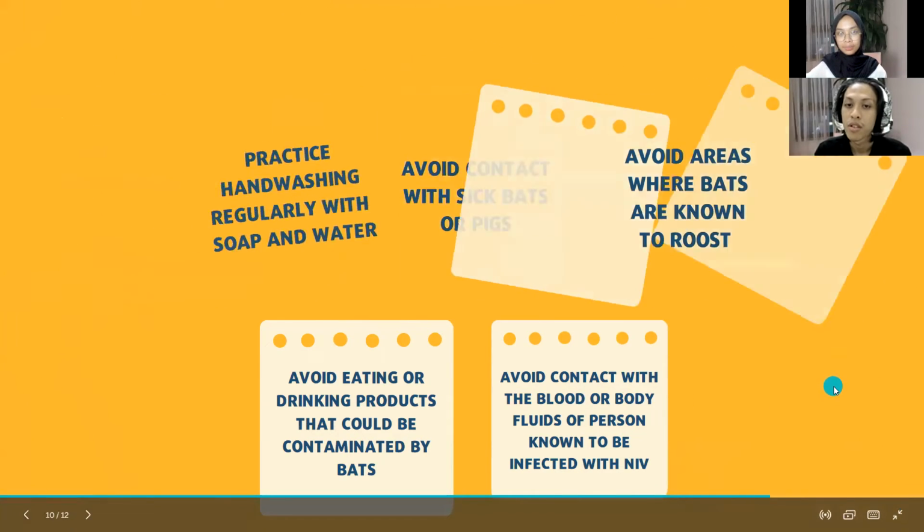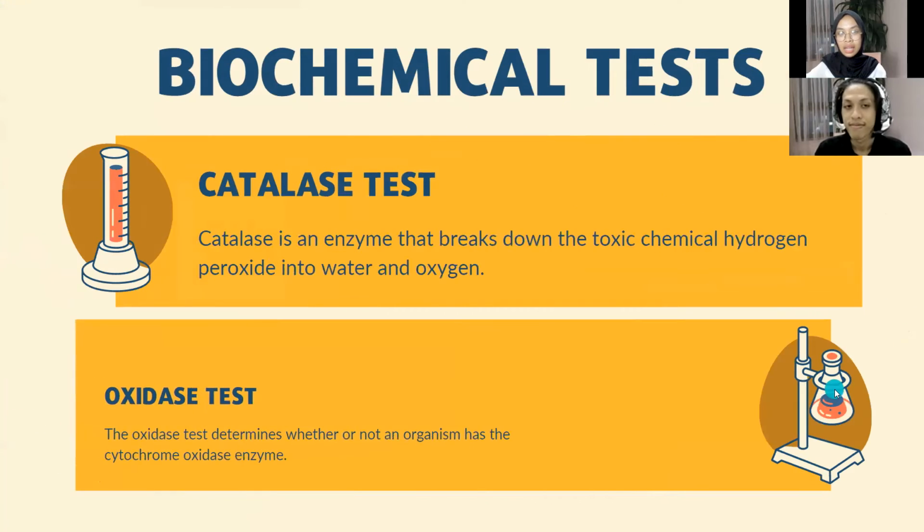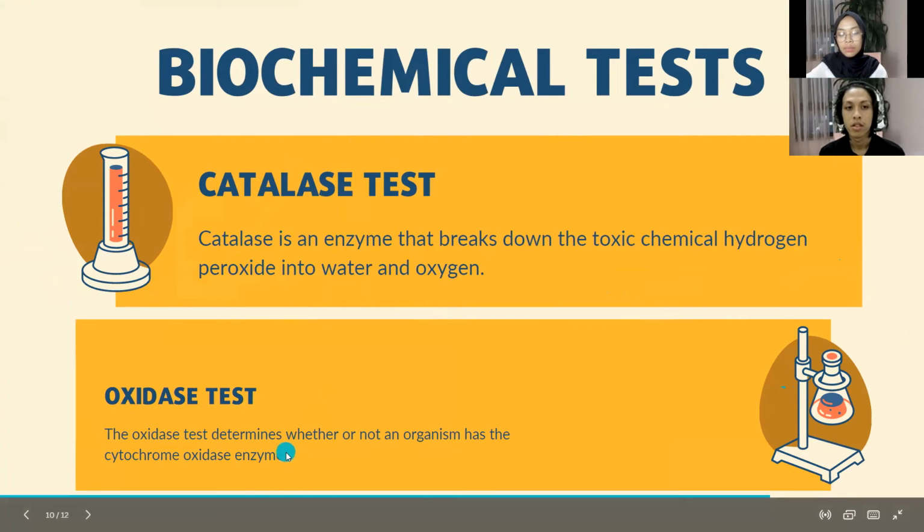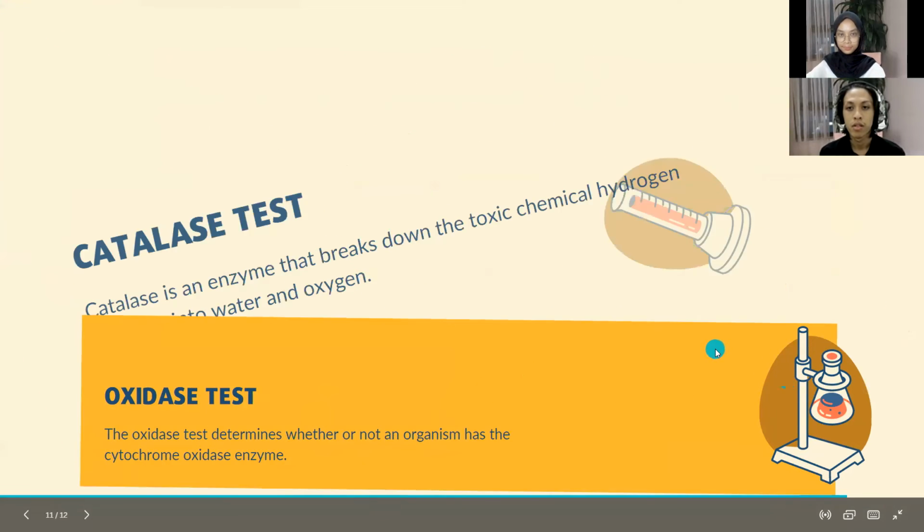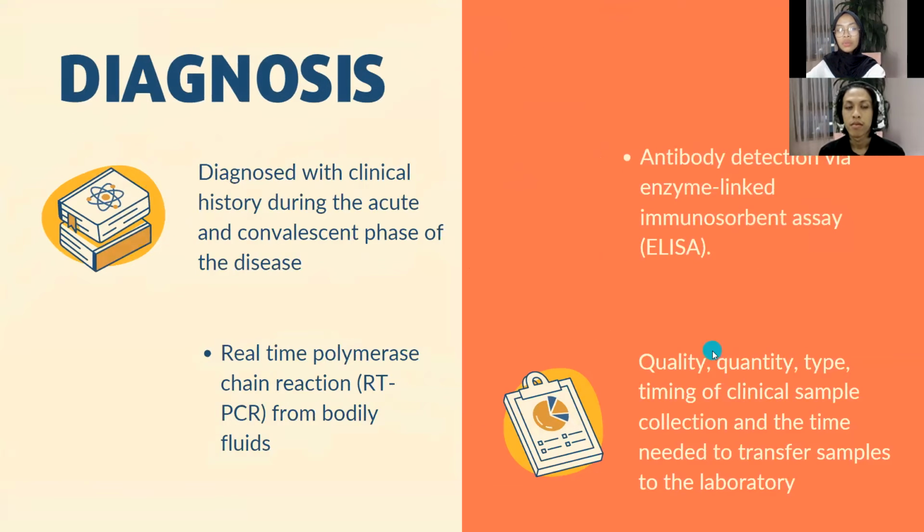Next, there are two biochemical tests that we can use to detect Nipah virus. The first one is the catalase test. Catalase is an enzyme that breaks down the toxic chemical hydrogen peroxide into water and oxygen. And the second test is the oxidase test. The oxidase test determines whether or not an organism has the cytochrome oxidase enzyme. Okay, so next we move on to how to diagnose Nipah virus.